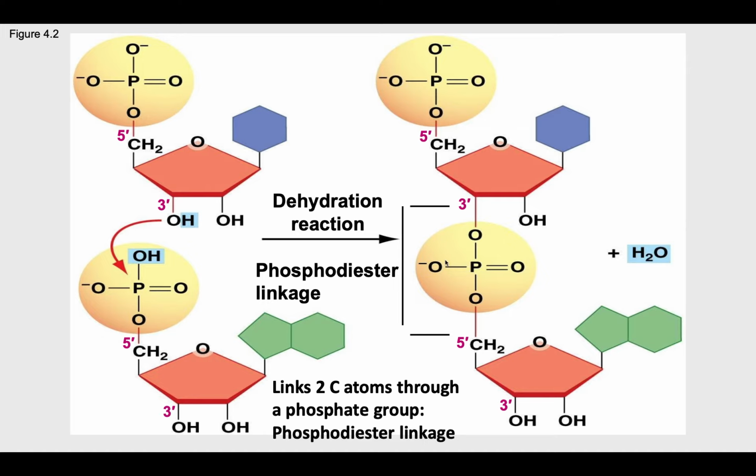Together, these 2 ester bonds form a phosphodiester linkage, often called a phosphodiester bond. That's the ester bond on the 3 and the ester bond with the 5. Together, we call that a phosphodiester linkage. It's a linkage because the phosphate is in the middle, linking the two nucleic acids together.